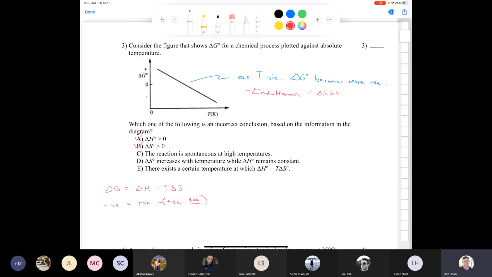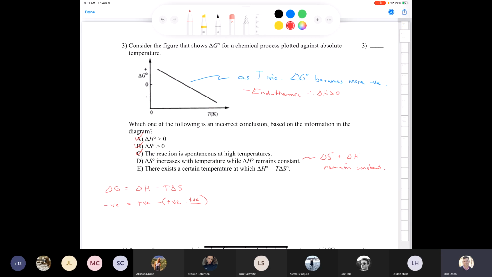The next one is the reaction is spontaneous at high temperatures. That is true based off of the graph. As temperature increases, delta G becomes more negative. The next one, it says as delta S increases with temperature while delta H remains constant. Well, for this one, we know that both delta S and delta H naught will remain constant, won't they? They remain constant, because if they didn't, we wouldn't have a linear slope.